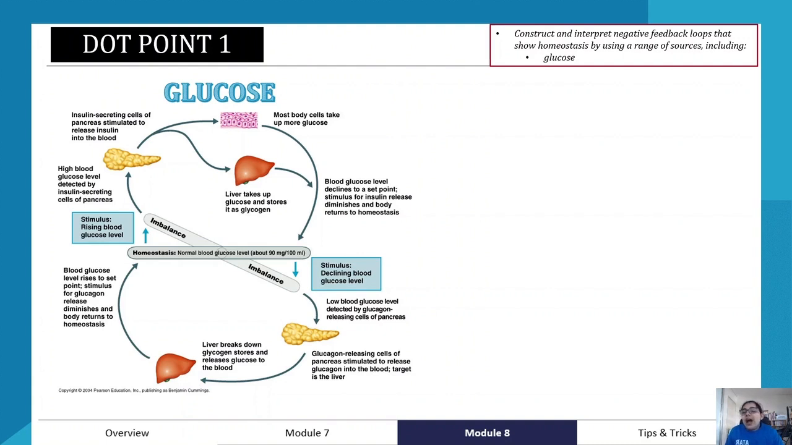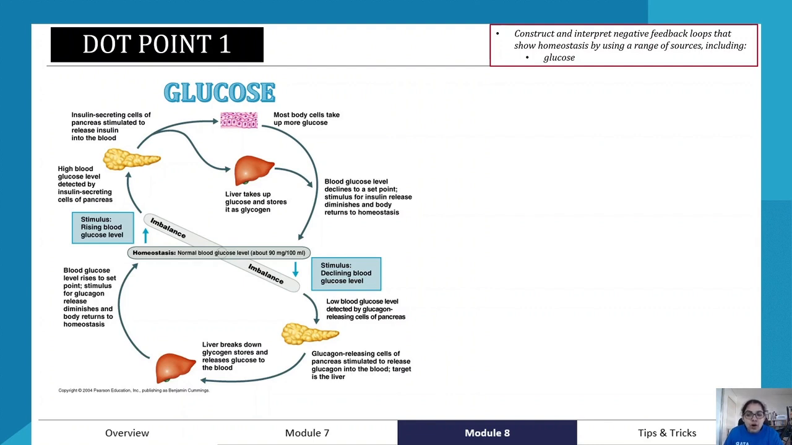Now, let's say you haven't had a meal in a long time, okay? You haven't eaten anything for the past 3 to 4 hours. There's going to be a decline in your blood glucose levels. And what that means is that the low blood glucose level will be detected by the glucagon releasing cells of the pancreas. So the glucagon releasing cells are your alpha cells.